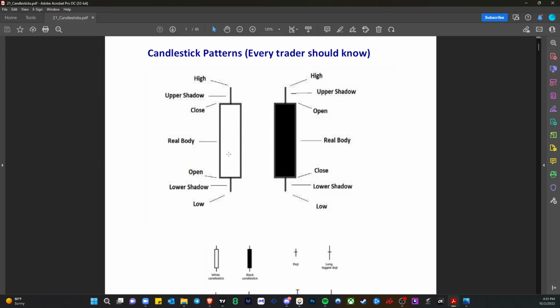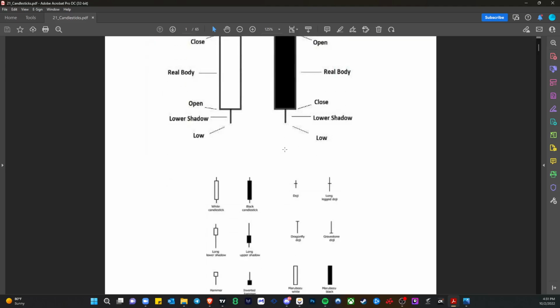Like so, this candle right here will be your bullish candle, and this will be your bearish candle. Bullish means the market is going up, bearish means the market is going down. But either way the market goes, when it comes to forex you're gonna make your money if you place the correct trade, if you're doing the right thing.